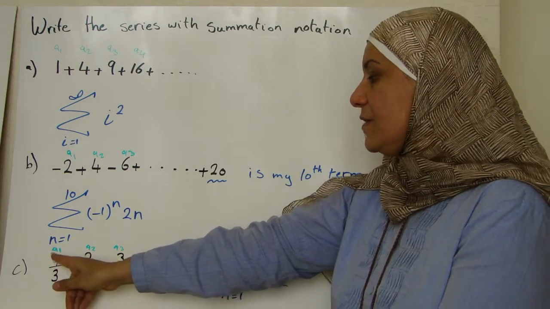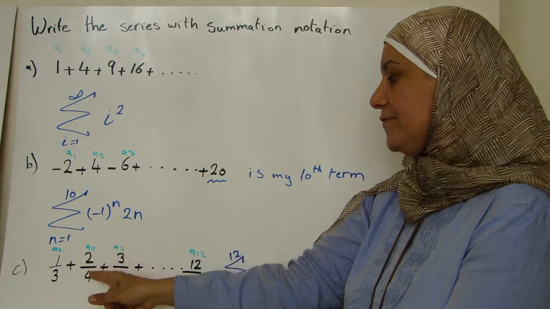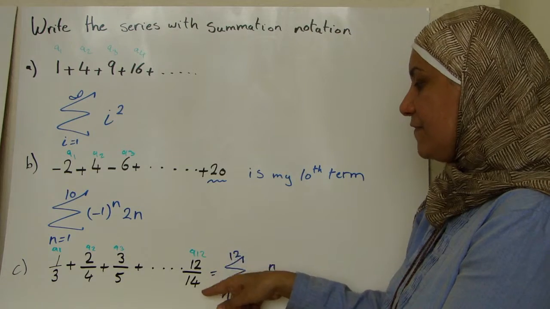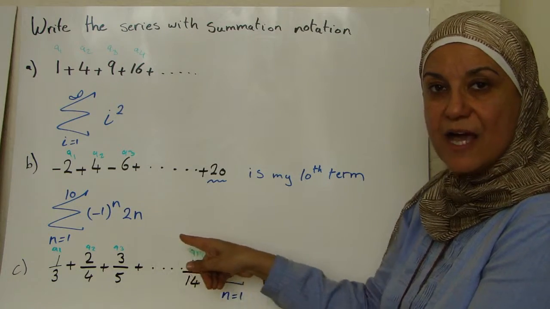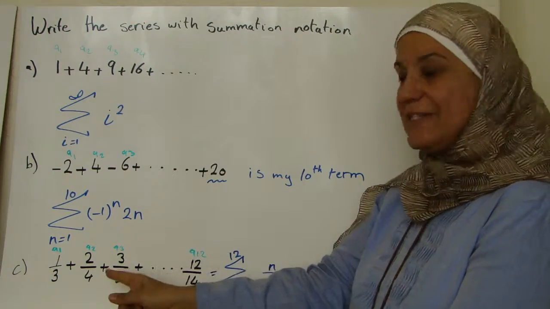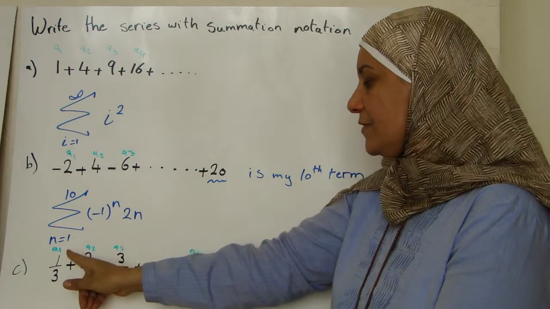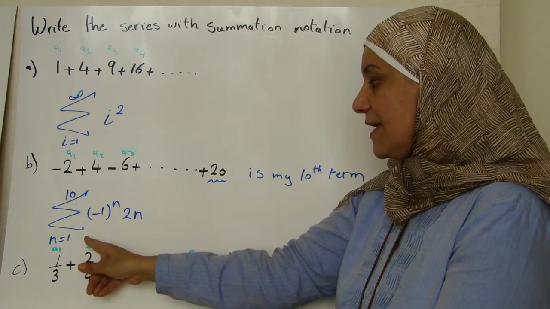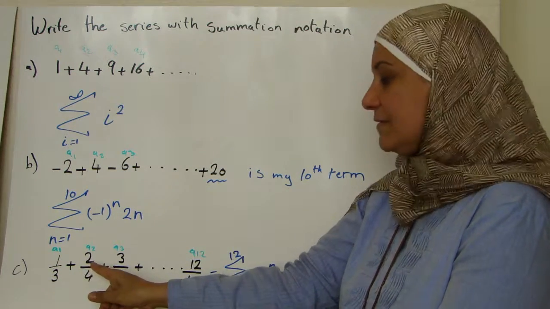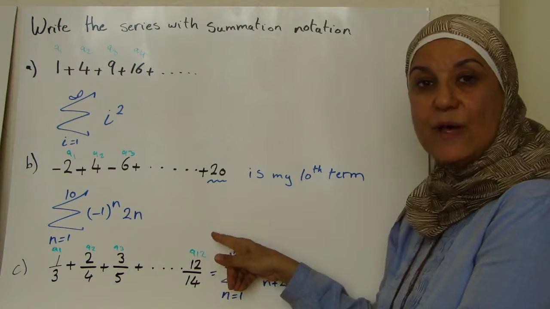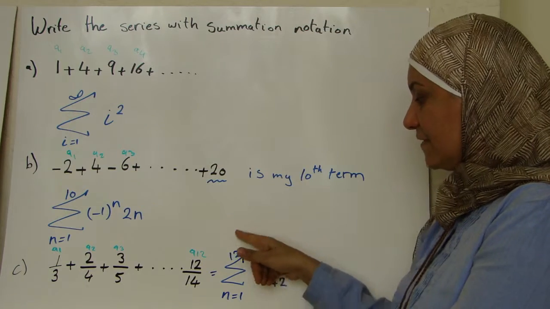Last one here: 1 over 3 plus 2 over 4 plus 3 over 5 up till 12 over 14. Still, it did not tell me how many terms those are. I'm going to try and find out how many terms. In the first term I have 1 in the numerator, in a2 I have 2 in my numerator, then 3 as my numerator. So definitely 12 is my 12th term. So I have the 12 up here.